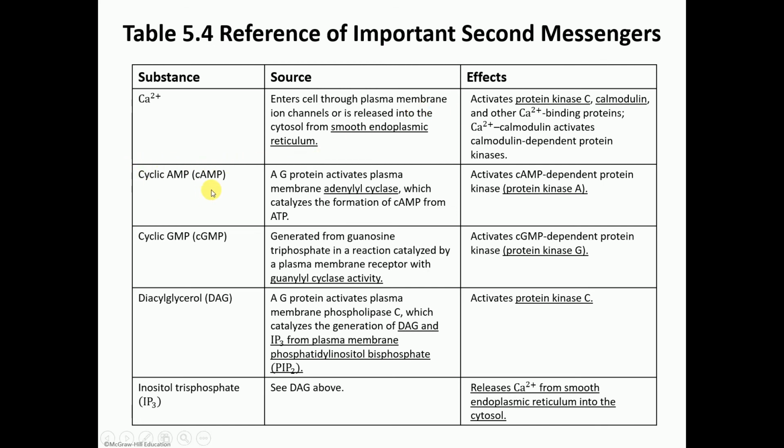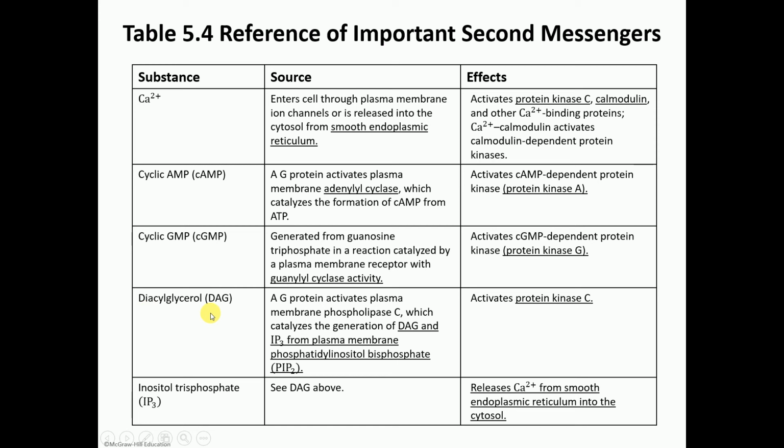Now, cAMP is another second messenger, and that was due to the activation of the GS protein type, activating the adenylyl or adenylate cyclase enzyme, and your effect is the activation of a kinase known as protein kinase A. So protein kinase A stands for cAMP. Cyclic GMP is also a second messenger, and it was generated due to the activation of the guanylyl cyclase enzyme, and then in its turn activated protein kinase G. So G again stands for GMP.